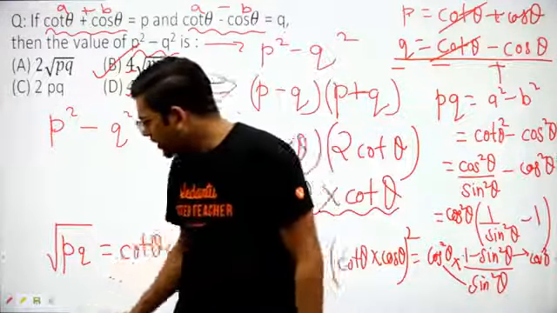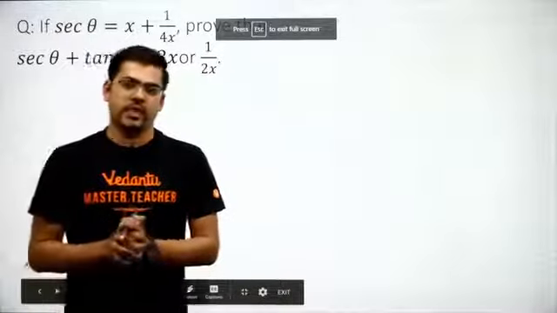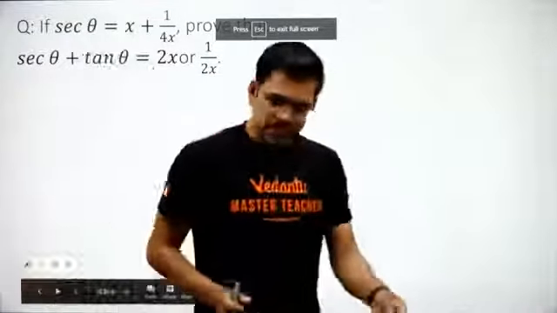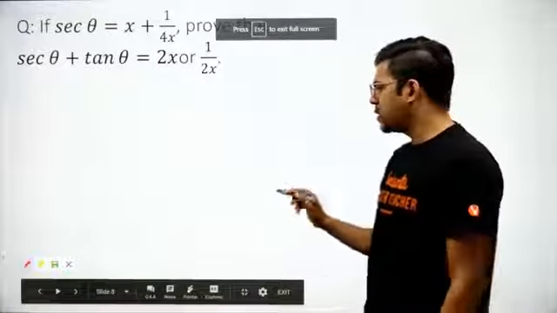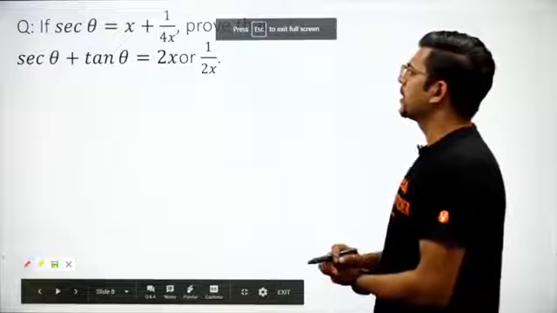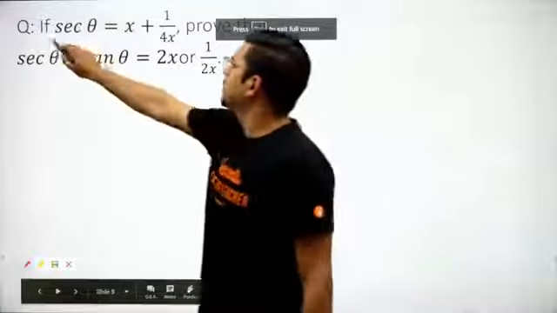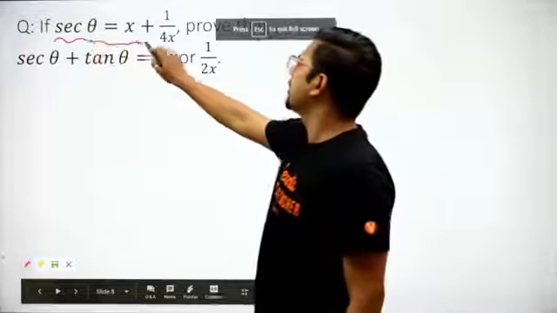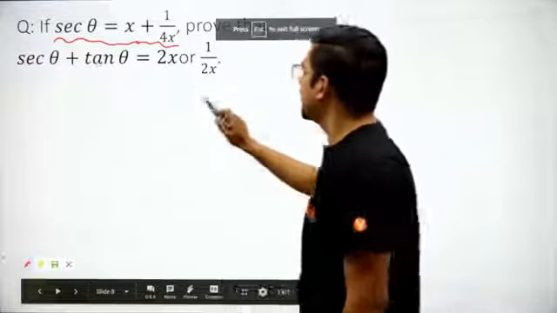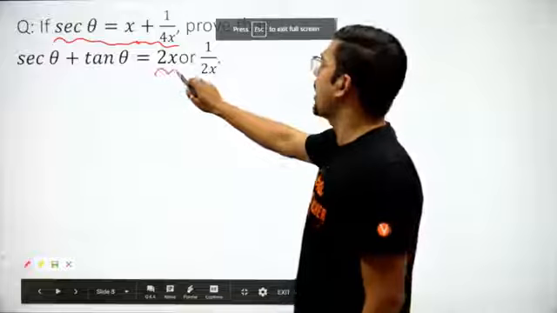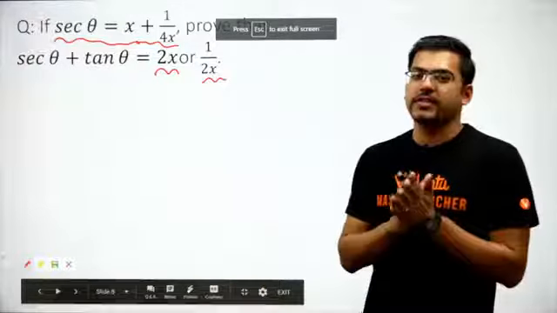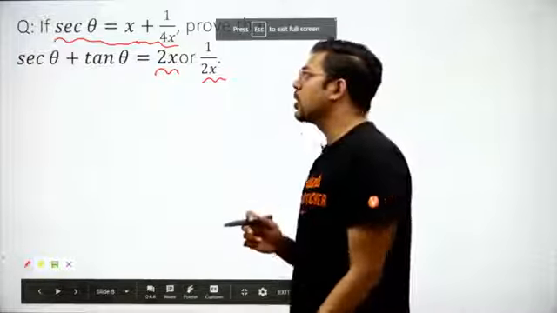Now, moving on to the next question. Now, we are here with our next question. Come on, see guys. Can you see this question? And can you solve this question? See, here it is written that sec theta is equal to x plus 1 by 4x. Prove sec theta plus tan theta is equal to 2x or 1 by 2x. Can we prove it? Now let's see whether we can prove it or not.